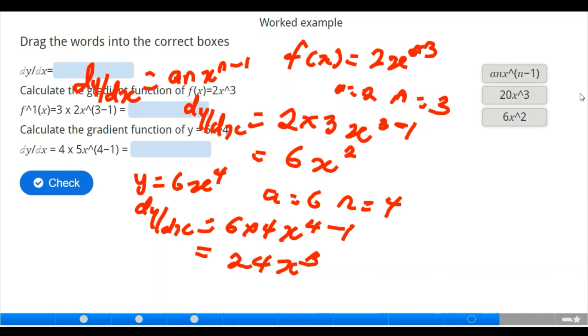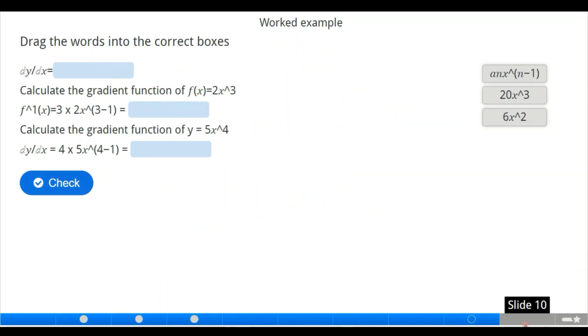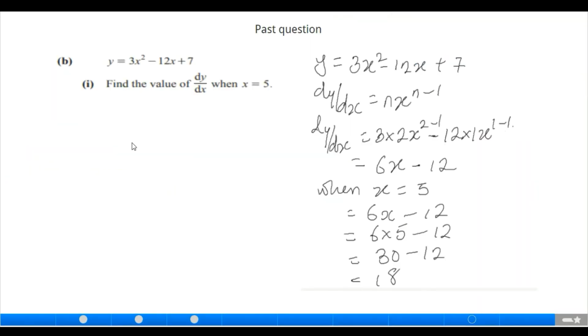And that leads us to the past question that we have here. Let's look at what we have here. Okay, we are given the function y equals x raised to power 2 minus 12x plus 7. We have to find the dy/dx, and we should solve it when x equals 5. So what we need to do here is employ the formula dy/dx, which is a n x raised to power n minus 1, and we solve this.